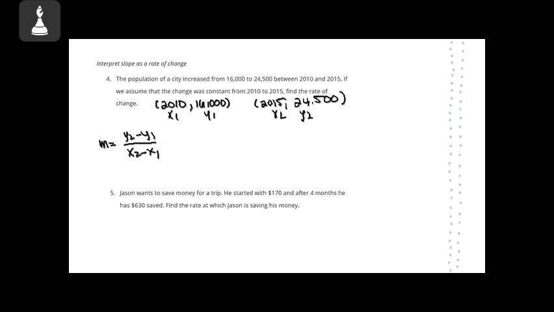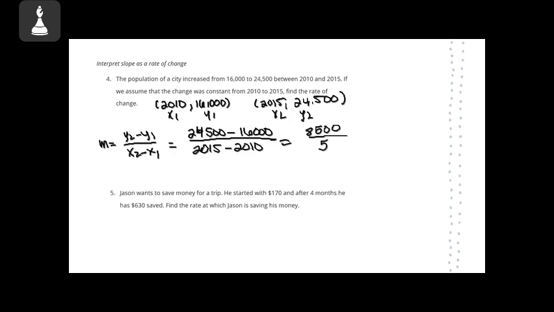So y2, 24,500 minus 16,000 over 2015 minus 2010. So that's going to give me a difference on top of 8,500 and a difference on bottom of 5. And when I do that division, I get 1,700.